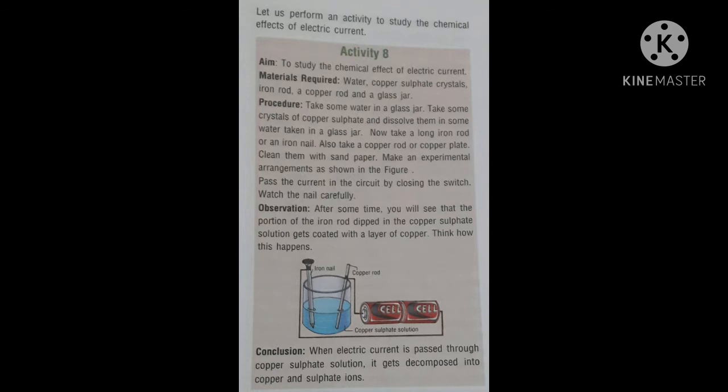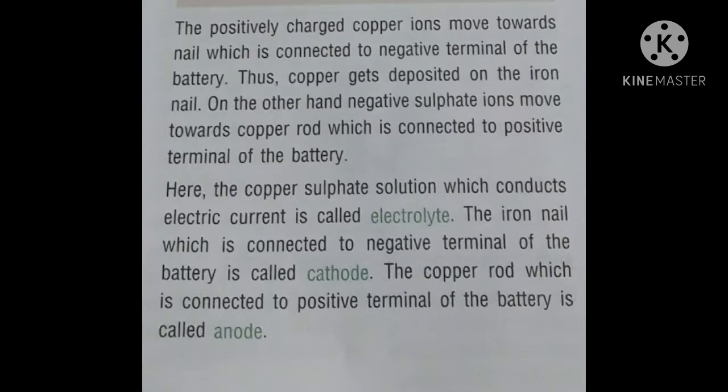Actually, children, when electric current is passed through copper sulfate solution, it gets decomposed into copper and sulfate ions. So the copper is deposited over the iron nail. The positively charged copper ions move towards the nail, which is connected to the negative terminal of the battery. Thus, copper gets deposited on the iron nail. On the other hand, negative sulfate ions move towards the copper rod, which is connected to the positive terminal of the battery.